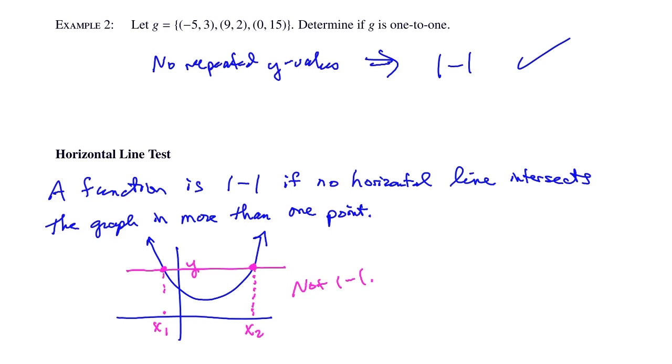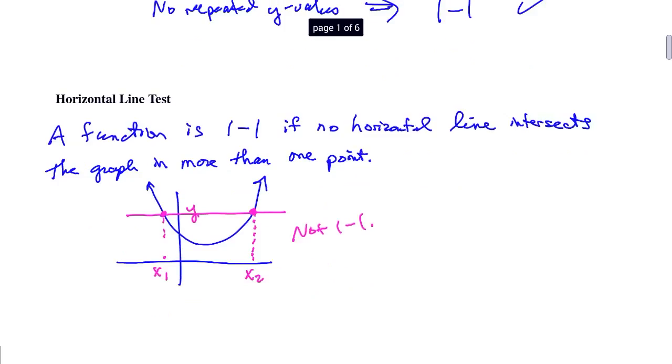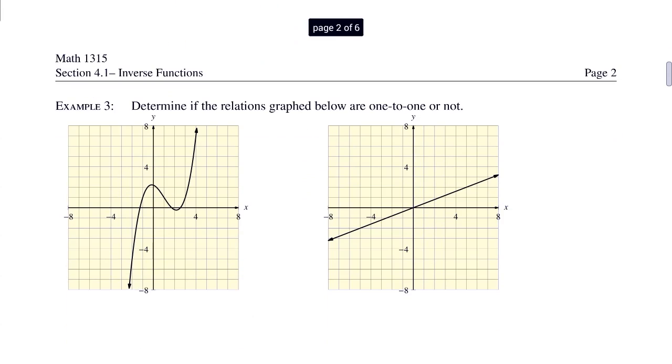Let's look at some examples on page 2. Determine if the relations graphed below are one-to-one or not. So the first one, you want to apply the horizontal line test. Can you find a horizontal line that passes through more than one point on this graph? And the answer is yes, you bet. Let's just draw one right here. You can draw it several places, but this one intersects it once, twice, three times. That is not one-to-one.